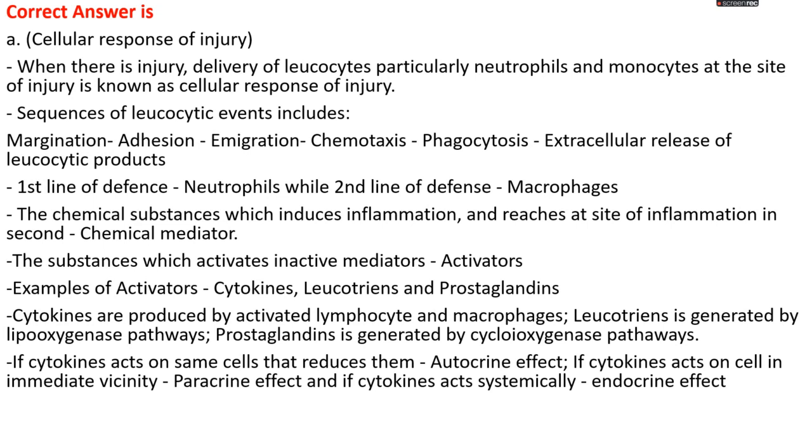Cytokines are produced by activated lymphocytes and macrophages. Leukotriene is generated by the lipoxygenase pathway, while prostaglandin is generated by the cyclooxygenase pathway. If cytokines act on the same cells that produce them, that is known as autocrine effect. If cytokines act on cells in the immediate vicinity, that is known as paracrine effect. And if cytokines act systemically, that is known as endocrine effect.